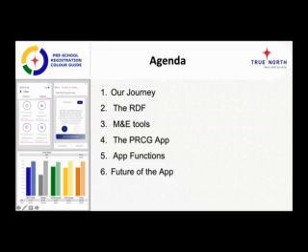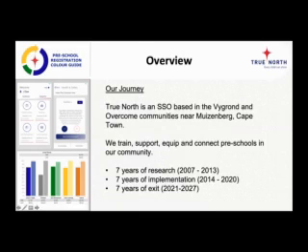Okay, so basically today, the app we've developed fits a bigger story, and I think it's important to give it context before I go into the app, which is actually quite a simple tool. So just an overview about us: we're an SSO, a social service organization based here in Vrygrond and Overcome, which is near Muizenberg. The communities have a population of about 45,000 people with about 5,000 children under the age of 5.